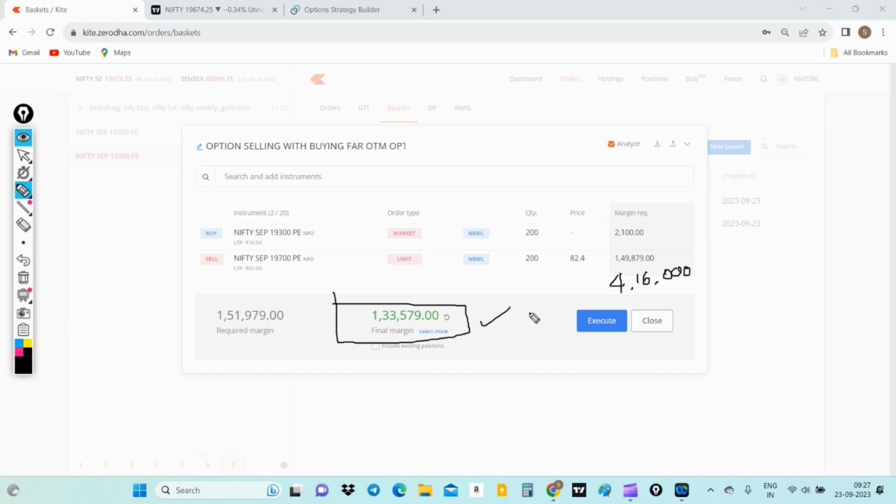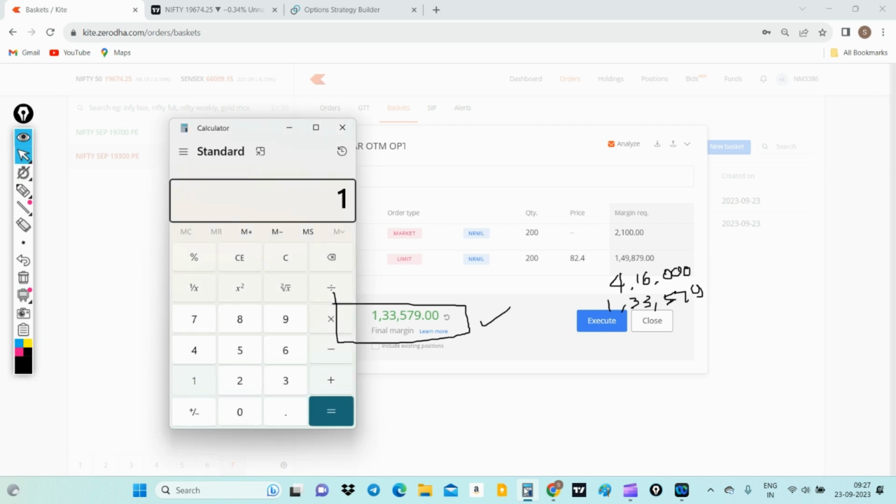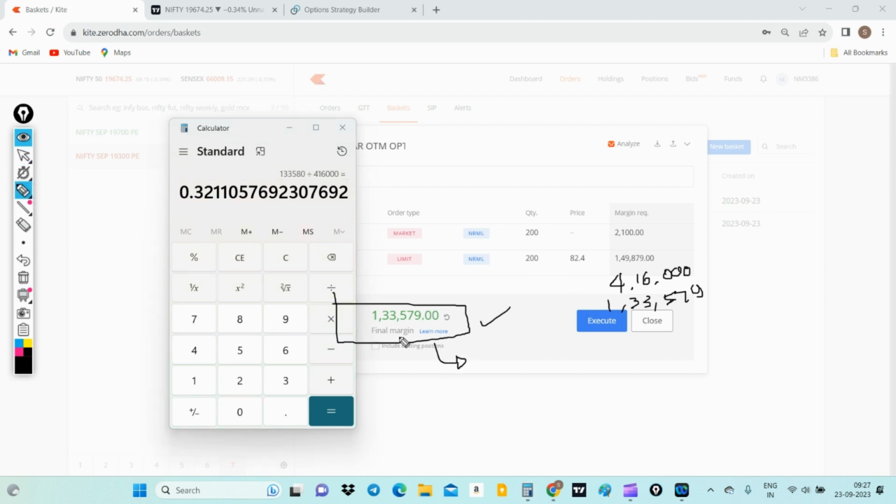Now after buying that put option, how much did I pay? 1,33,000. So cumulatively, let me show you the percentage: 1,33,580 divided by 4,16,000. I paid only around 32% of the amount required. So I'm able to sell these options at 32% of the capital required for directly selling the naked put option. So that's how it works.